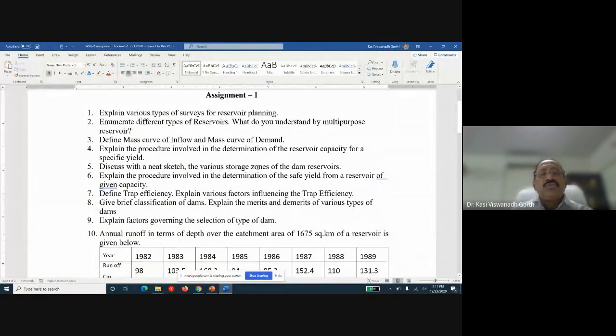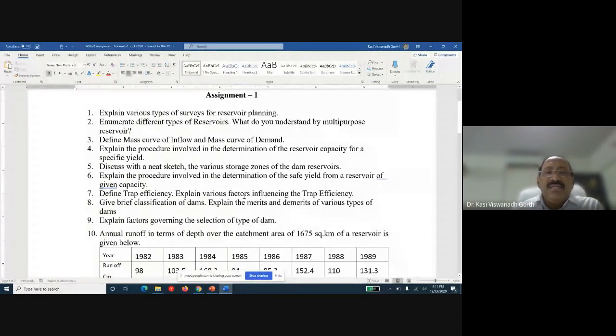Okay, various zones of storage we also discussed. Whenever a dam is constructed, there will be a dead storage, up to which is the minimum water level that is required to be maintained. Then the full reservoir level, useful storage and gross storage will be there, corresponding to the levels.